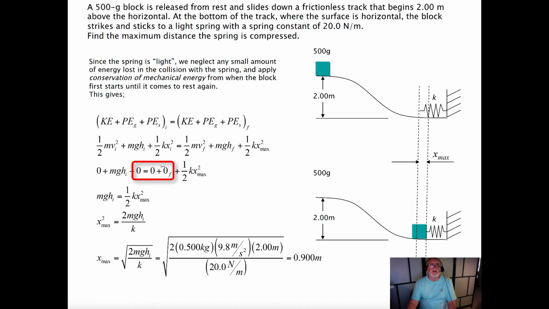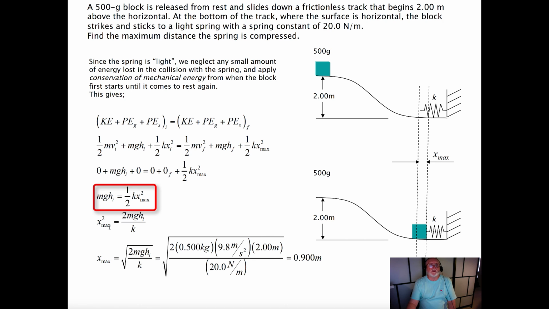On the final side of the equation, we have 1/2 mv squared, which, where the object comes to rest, is zero. The potential energy, the mass, gravity and height, goes to zero, and we have all of the energy now in the spring. So now it comes down to the potential energy of the block equaling the energy in the spring.